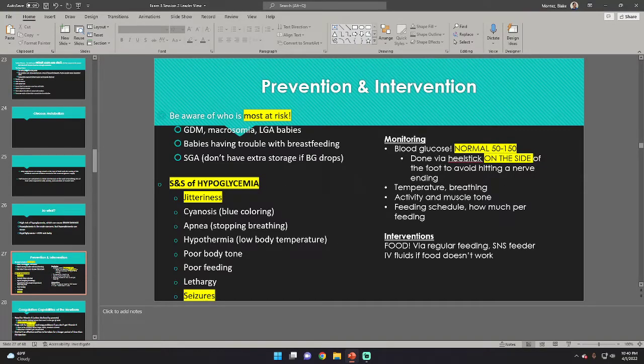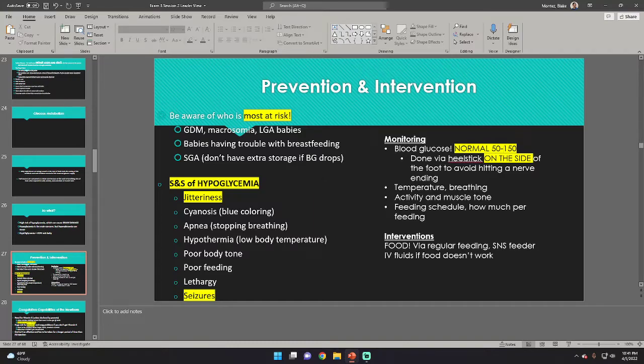Prevention is really the big thing of this. Be aware of who is most at risk. GDM stands for gestational diabetes mellitus. Maybe they're a large baby, a macrosomic baby, or a large for gestational age baby, or maybe babies who are having trouble with breastfeeding. If it's a small baby, they don't have extra storage to compensate if the blood glucose drops.